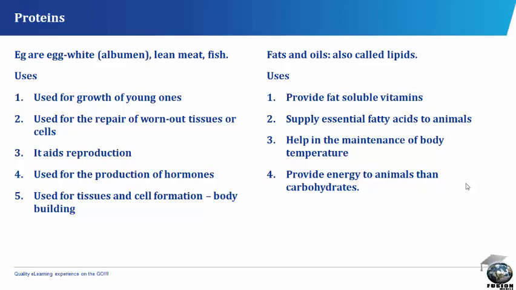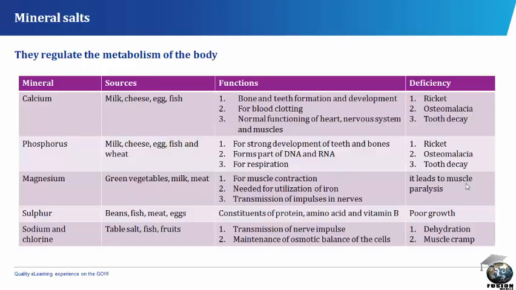Its uses include: 1. Provision of fat-soluble vitamins. 2. Supply of essential fatty acids to animals. 3. Help in the maintenance of body temperature. 4. Provide more energy to animals than carbohydrates.